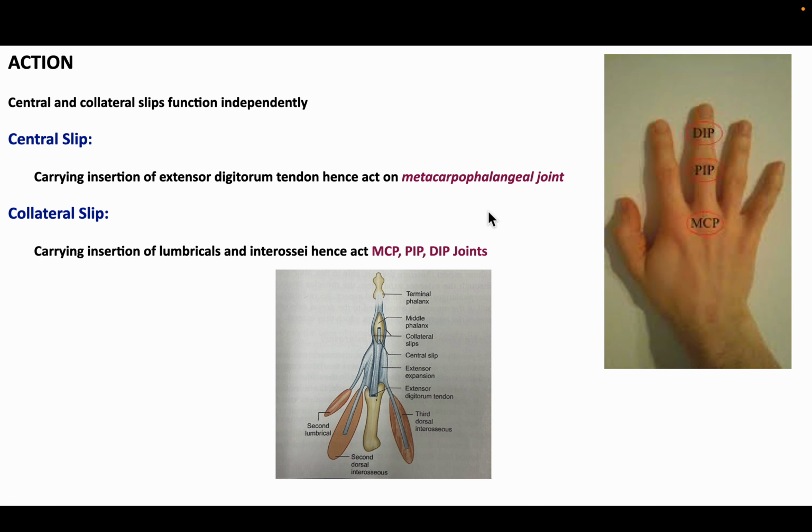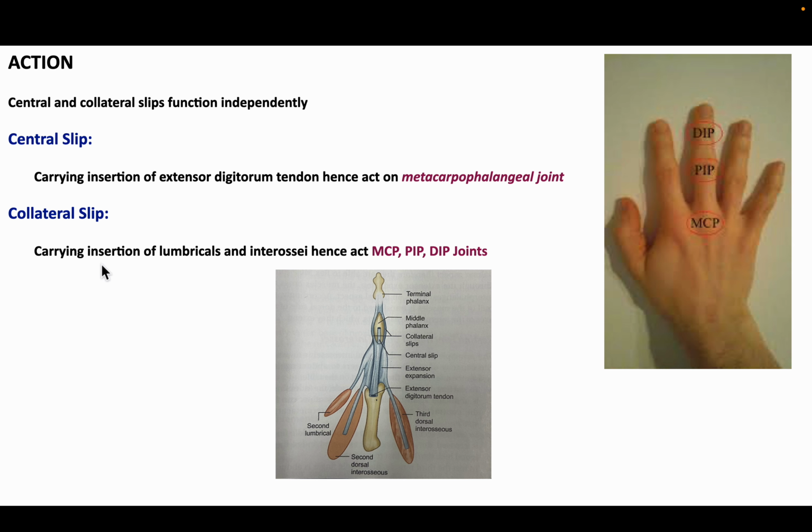Now what is the action? The central and the collateral slips. So this is the central and this is the collateral slip. They just function independently. Now central slip, its insertion is where? That is extensor digitorum tendon. So it is carrying the insertion of extensor digitorum tendon. So what is the action of that muscle? It is acting on the metacarpophalangeal joint, causing the extension of that joint.